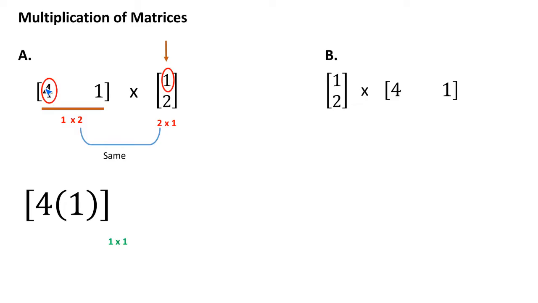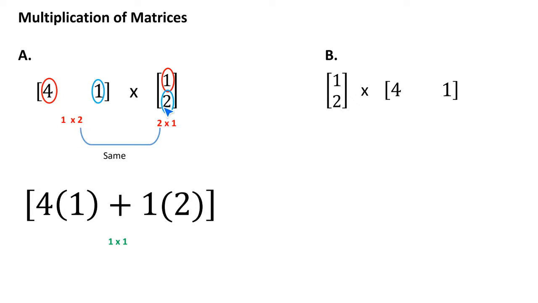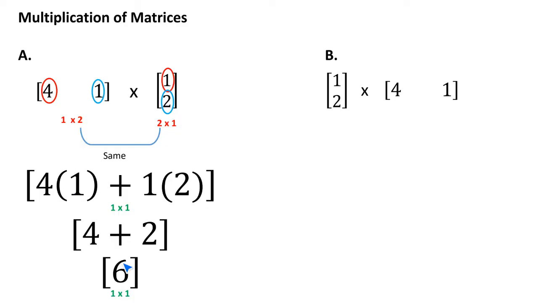So how are we going to multiply? You take the first number times the first number, which is 4 times 1. Then you take the second number times the second number, which is 1 times 2. When you add these together, that's going to be your answer for that position. So 4 plus 2 is going to be 6. Okay, let's try this one.